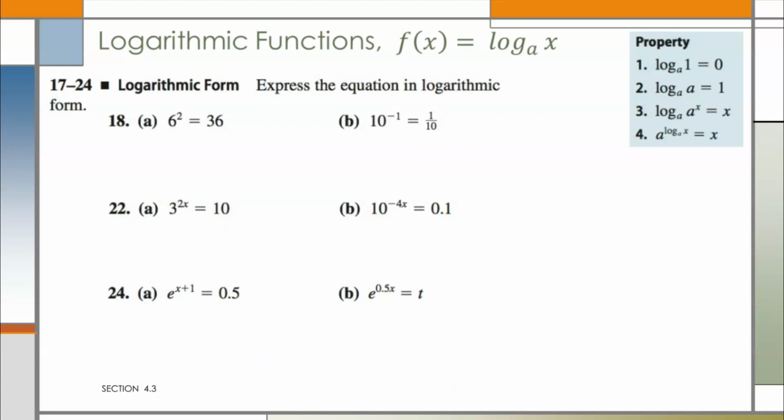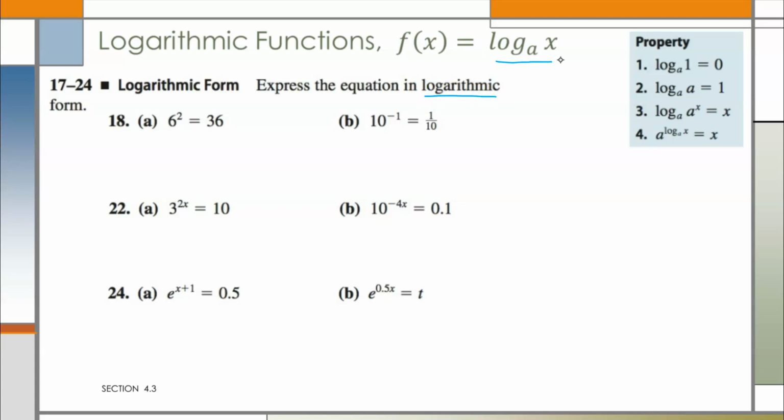Express the equation in log form. Now we have all exponential expressions. All these are exponential expressions. But now we want to convert to log form, something that looks like this.